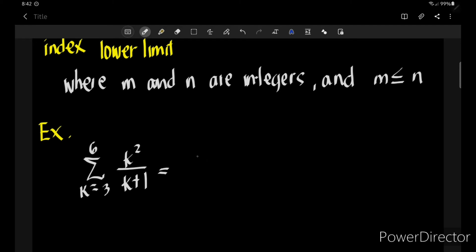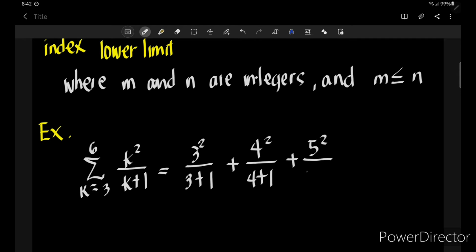So, this is equal to 3 squared all over 3 plus 1 plus 4 squared over 4 plus 1 plus 5 squared over 5 plus 1 plus 6 squared over 6 plus 1.